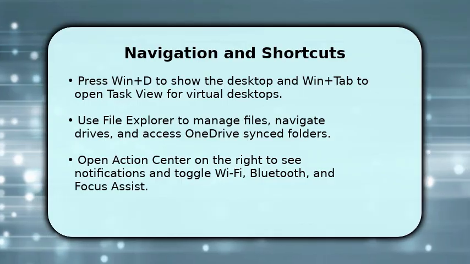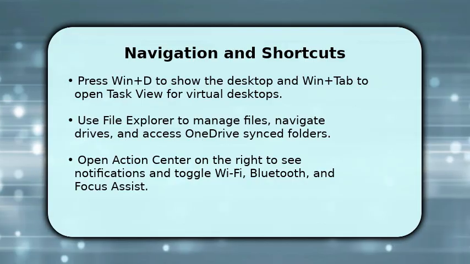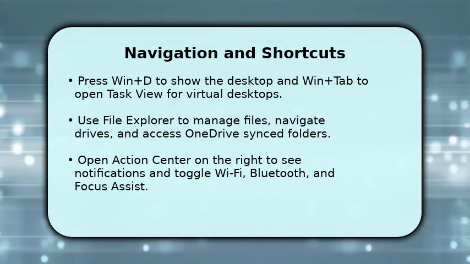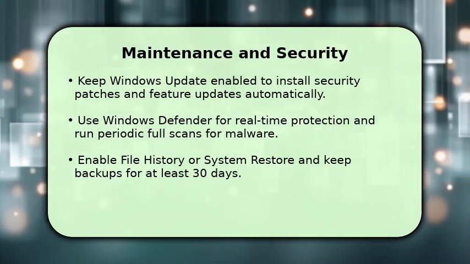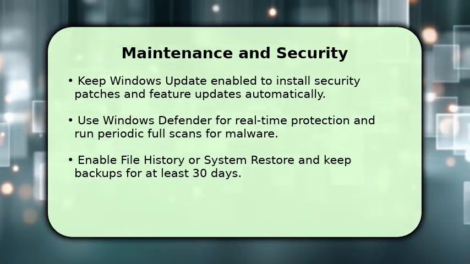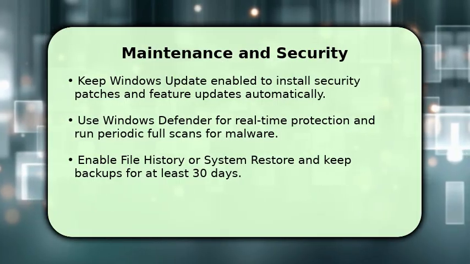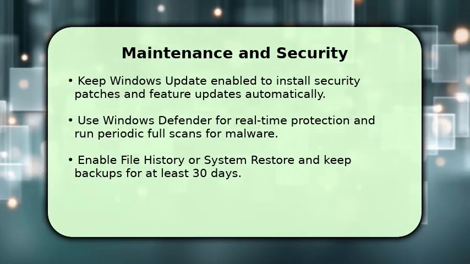Open Action Center on the right side to read notifications and toggle Wi-Fi, Bluetooth, and Focus Assist for fewer interruptions during focused work. Keep Windows Update enabled so security patches and feature updates install automatically and on schedule. Use Windows Defender for real-time protection and run periodic full scans to catch hidden malware.